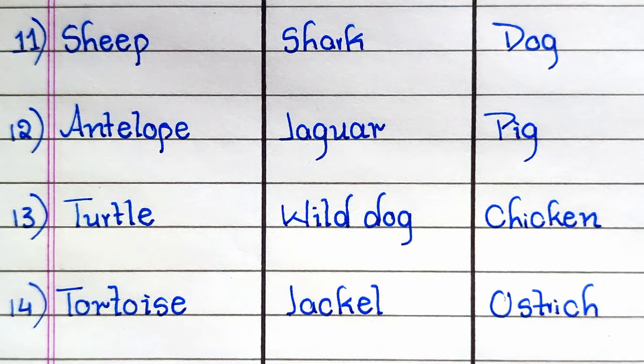Other examples of herbivore animals are sheep, antelope, turtle, tortoise. Other examples of carnivore animals are shark, jaguar, wild dog, jackal. Other examples of omnivore animals are dog, pig, chicken, ostrich.